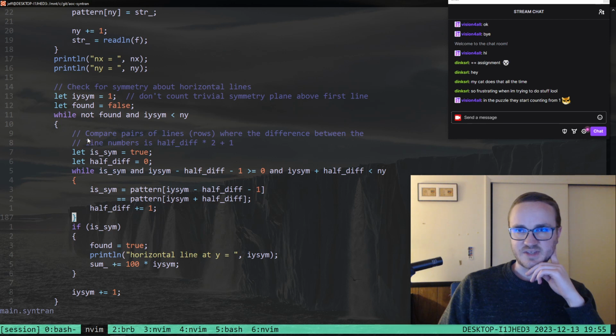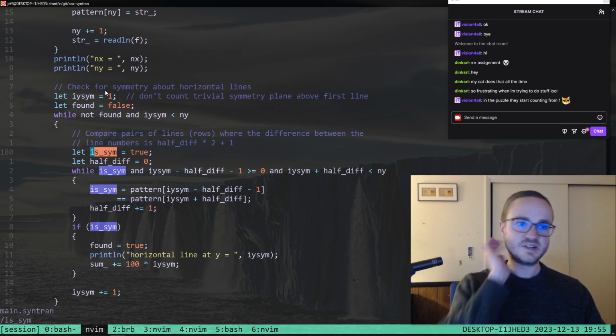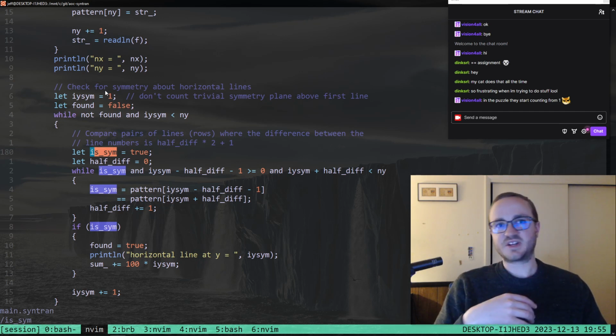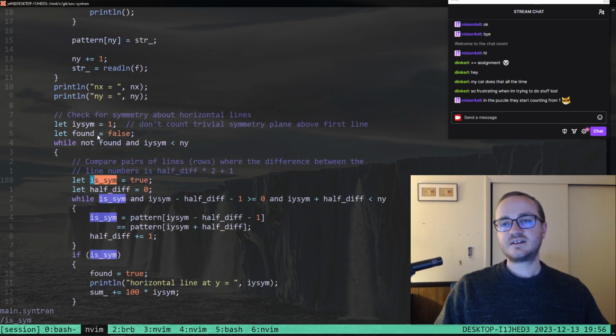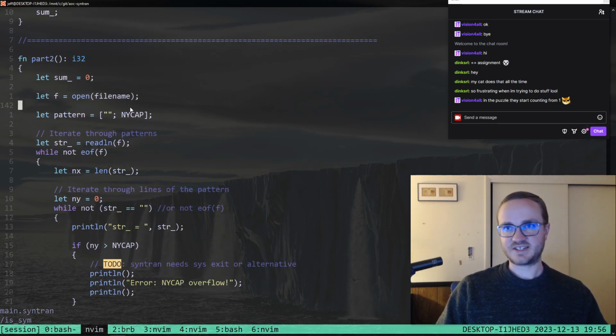This doesn't seem that hard. Now instead of isSym, instead of a Boolean, we're going to have an integer. And if the difference ever becomes greater than 1, then we can break early in that case. So am I in part 2? Yeah, I'm in part 2. I didn't want to accidentally start editing part 1.